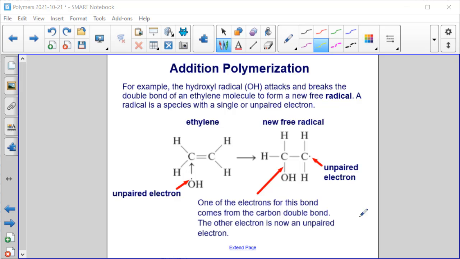Okay, so we have added this OH to the ethylene, and we have no additional product. One of the electrons for this bond comes from the carbon double bond, and the other electron from the carbon double bond is now an unpaired electron. So you can imagine this bond having two electrons. One goes here to form a bond, and the other now is unpaired.